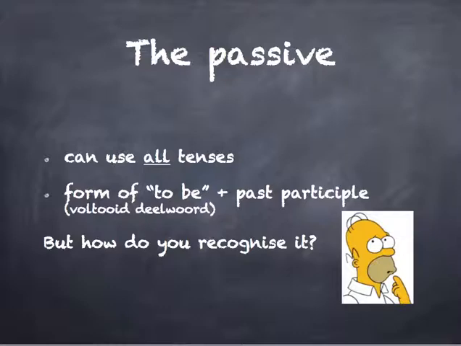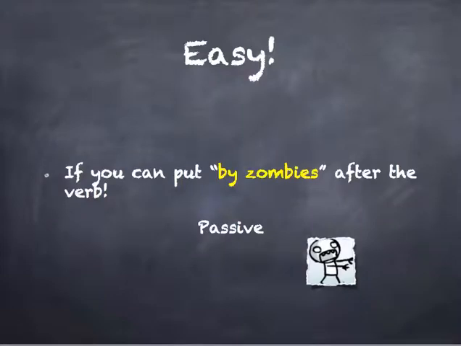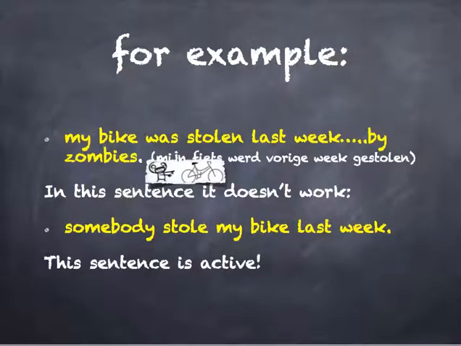Okay, but how do you recognize the passive and the active? Let's have a look at that. It's actually pretty easy. If you can put "by zombies" after the verb, then it more or less always means you have a passive tense. Okay? By zombies. For example, the first sentence: My bike was stolen last week. By zombies. Hey, it works. My bike was stolen last week by zombies.